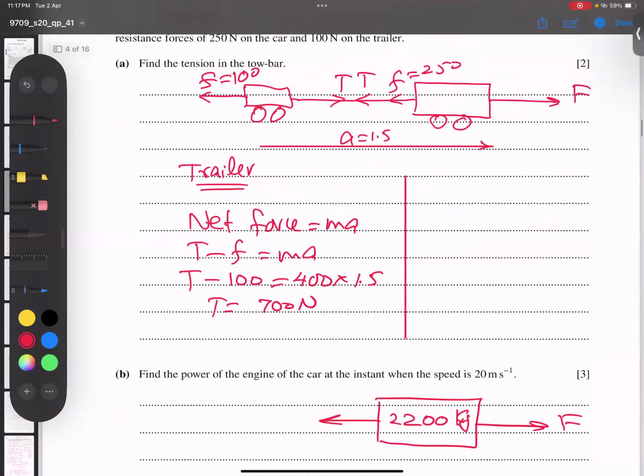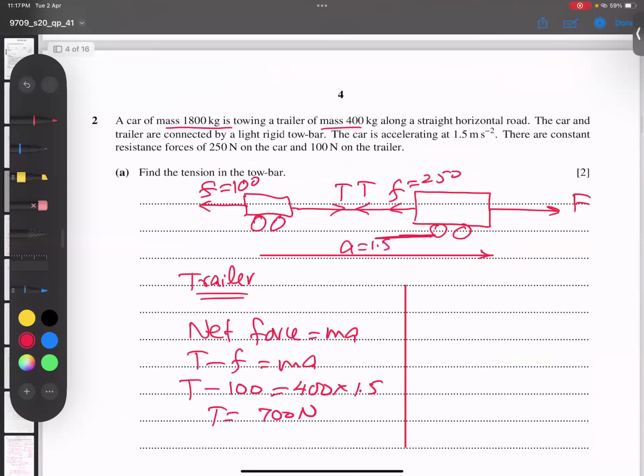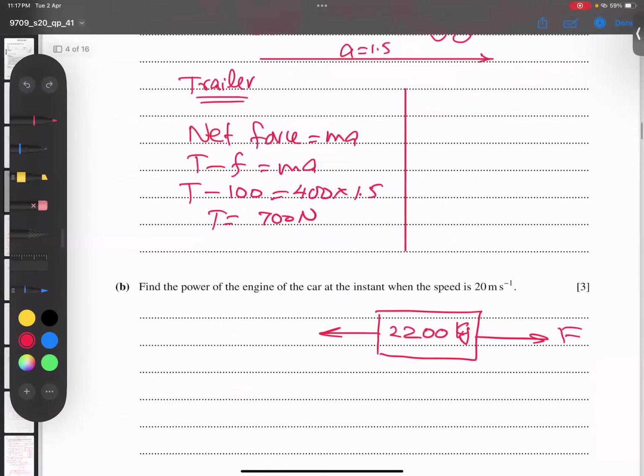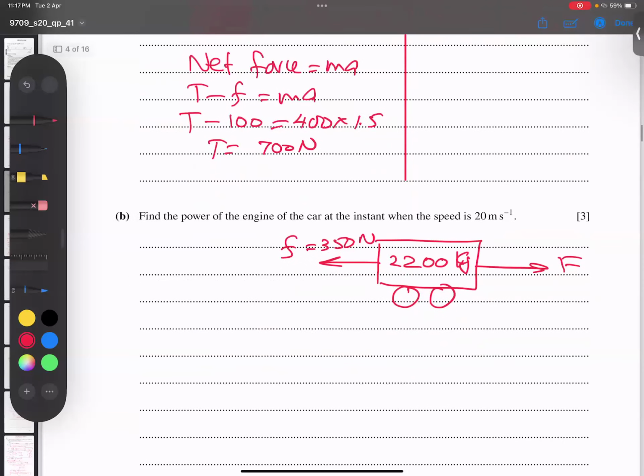And the friction is acting backwards here, and they will add as well. So 250 plus 100 becomes 350. So the combined friction is 350 newtons. Okay, I think this is a clear idea now. Now I'll apply net force equals MA.